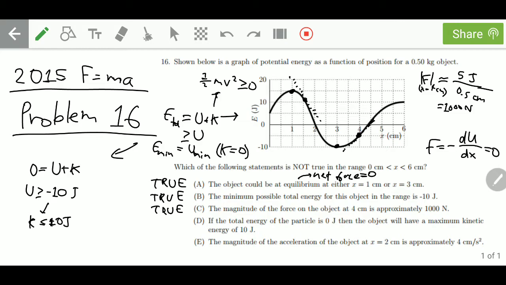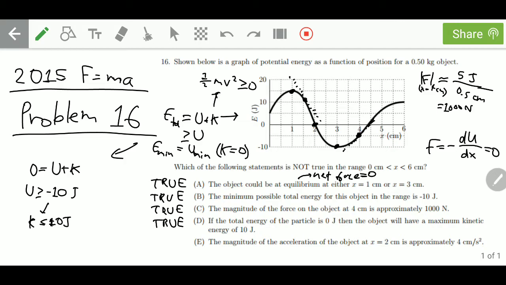And so the maximum is indeed 10 joules. For example, if we have a particle with a total energy of 0 joules, and we send it to this point right here at the minimum potential energy, then it will indeed have that kinetic energy. Now we've seen that the first 4 are true, so the last one better be false, but let's check just to be sure. We're told that the magnitude of the acceleration of the object at x equals 2 centimeters is approximately 4 centimeters per second squared.